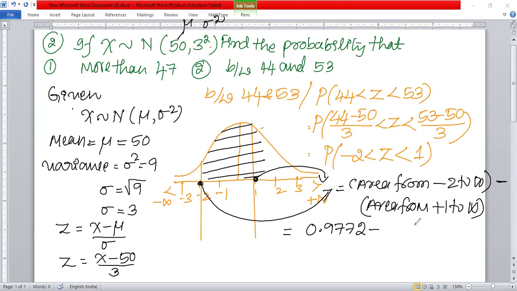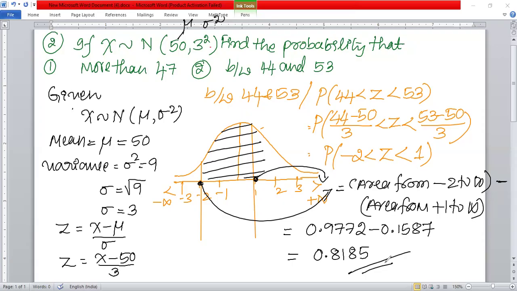0.9772 minus area from plus 1, so plus 1 is 0.1587. So that is equal to the final answer, 0.9772 minus 0.1587, so 0.8185. That is the second problem, second question.